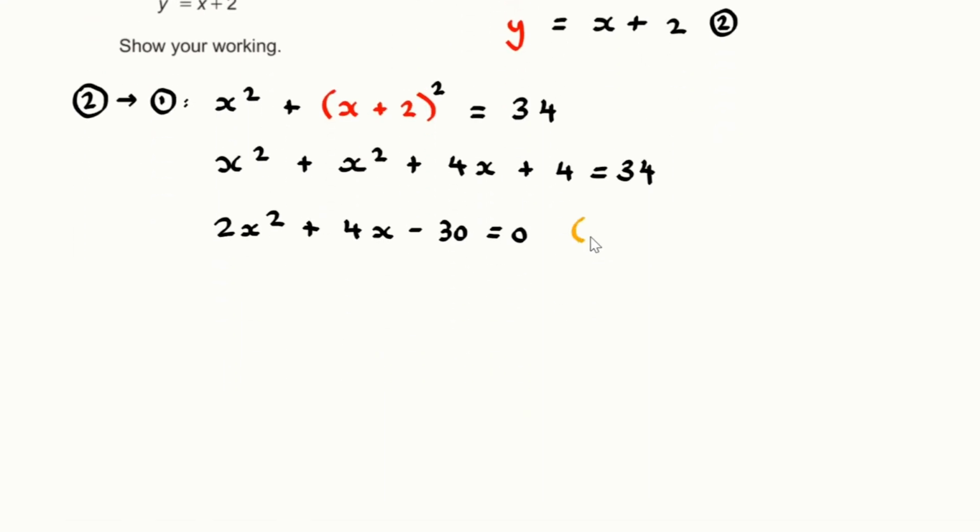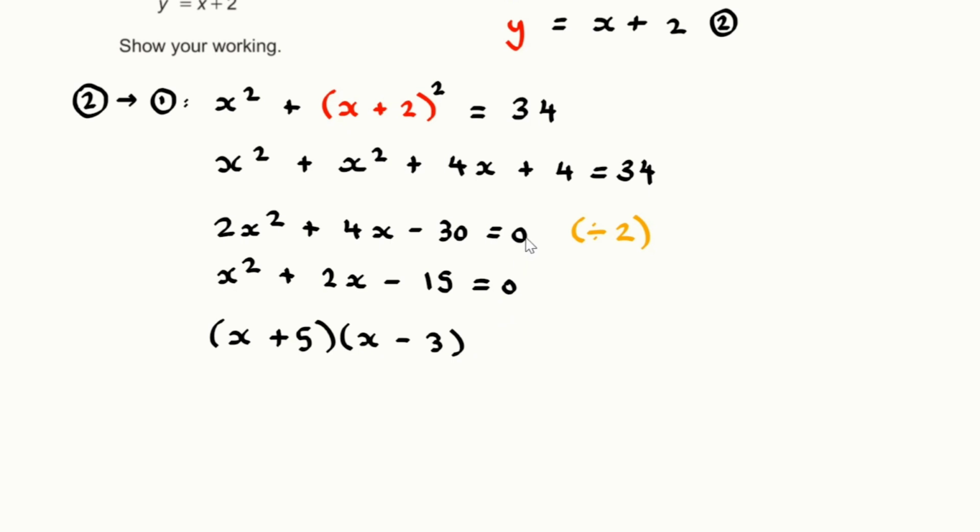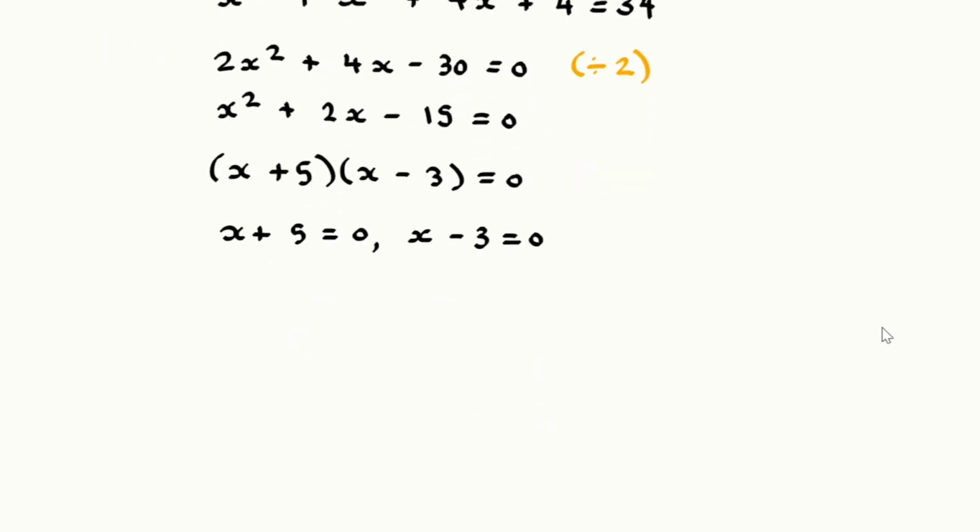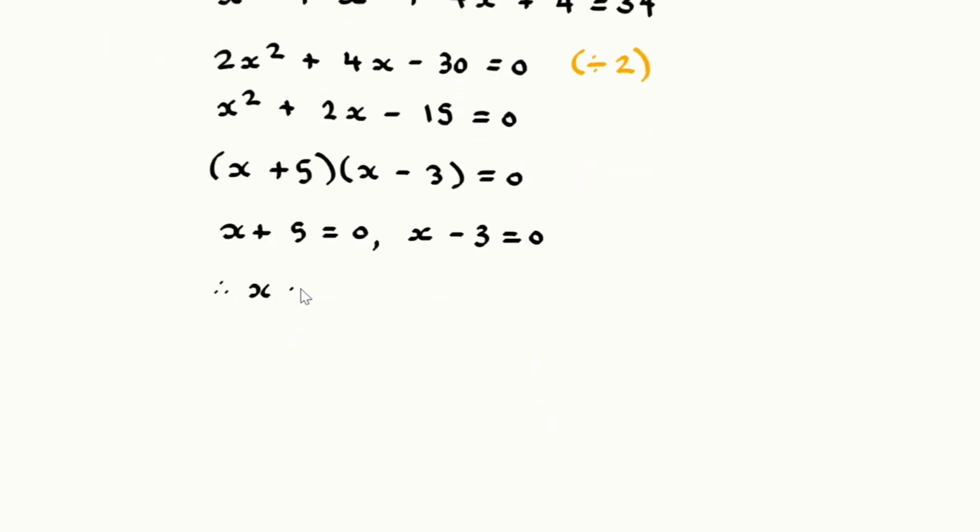If I now divide by 2, I get x squared plus 2x minus 15 equals 0, from which you can see I can factorize this as x plus 5, lots of x minus 3 equals 0. So either x plus 5 equals 0 or x minus 3 equals 0, from which we can conclude x is either equal to minus 5 or x is equal to 3.